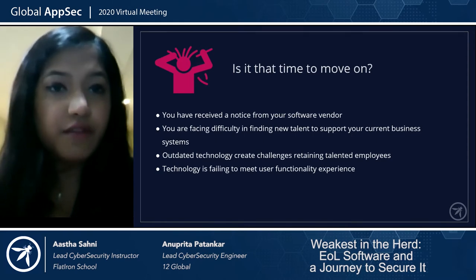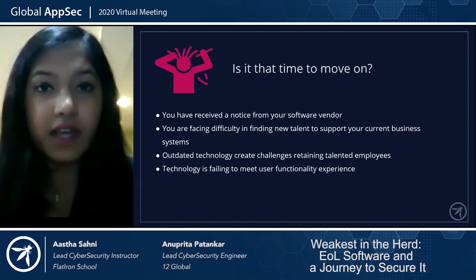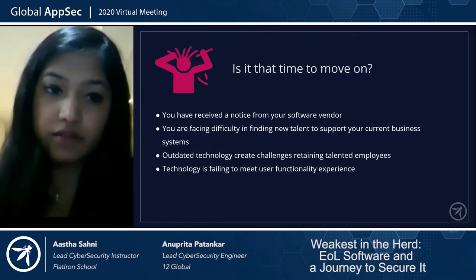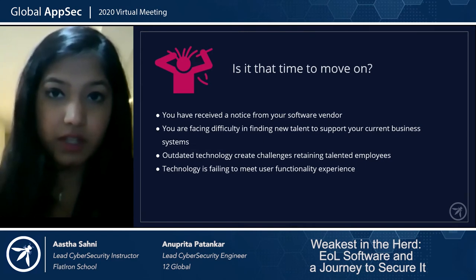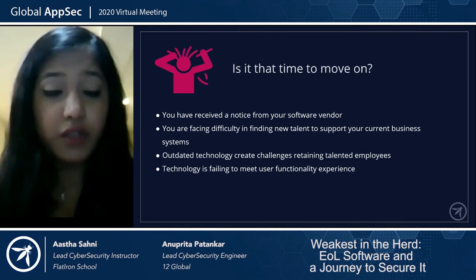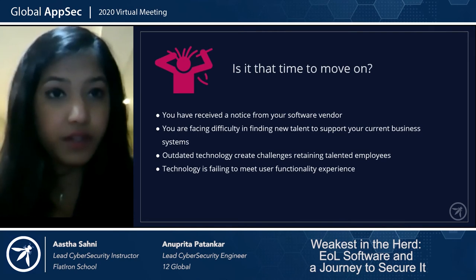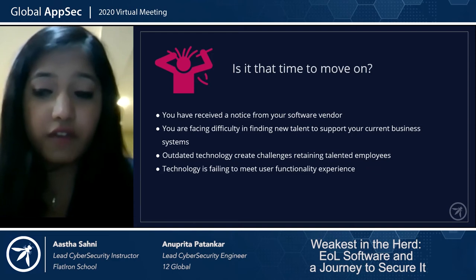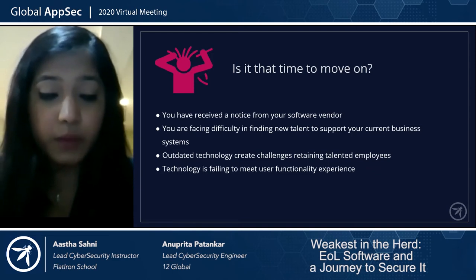The very first thing when you decide to move on from your current software is when you receive an end-of-life notice from a vendor. This is particularly true when you have on-premise software, and now the industry is entirely moving to cloud solutions and performance-based products. That will change a lot of aspects, including the hiring and the investments and whatnot.